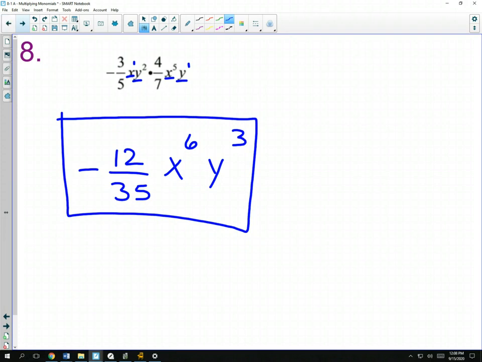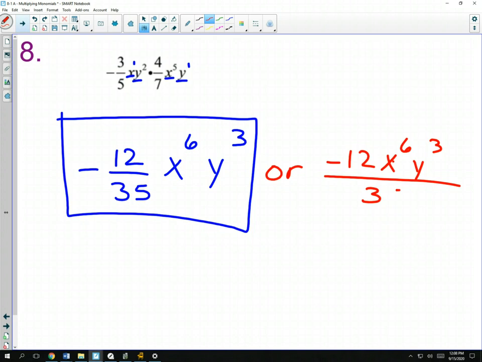Just so you know, oftentimes we also write everything in the numerator. These variables, x to the 6th and y to the 3rd, also act as numerators. So you could write it as a negative 12 x to the 6th, y to the 3rd, divided by 35. This would also be an appropriate way to write that answer. So either way, I will accept if you're doing this as an assignment or as a test.